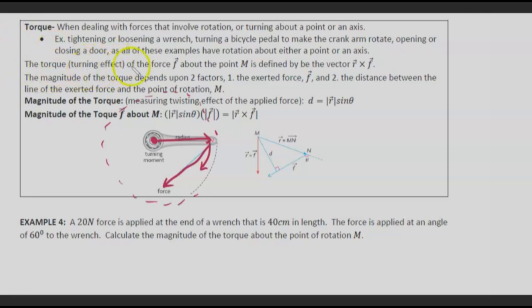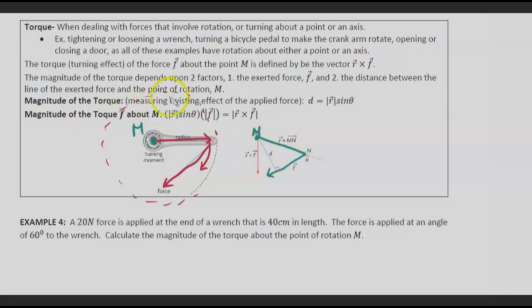Okay, the torque or turning effect of the force F, vector F, about a point M. So let's talk about this. Point M. This is going to be rotated on M, just like this wrench. And we're going to have some force, which is like the resultant, where we're going. This is defined by R cross F. The magnitude of the torque depends on 2 factors. It depends on exerted force, which is vector F, and it depends on the distance between the line of the exerted force and the point of rotation. In other words, like this radius.